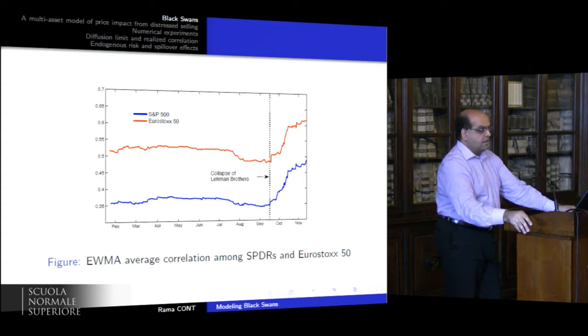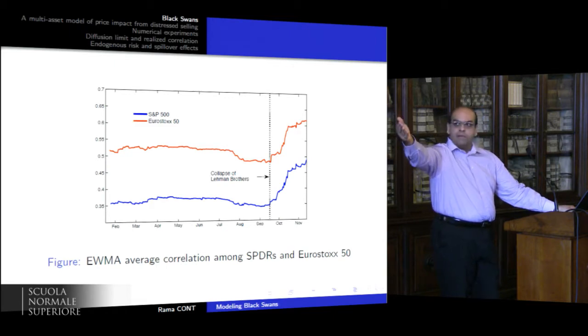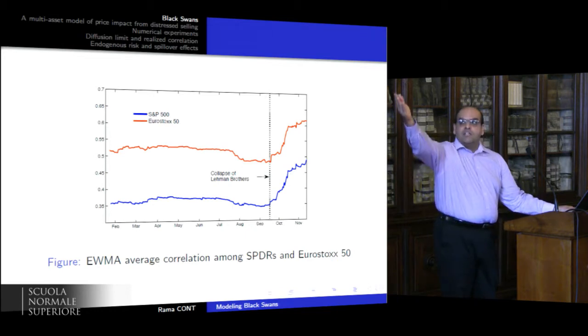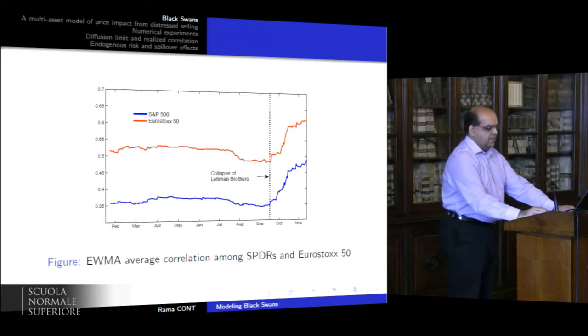And then in the scenario where the risk actually hits your portfolio, where there is a large loss and prices start to move in a bad way after the collapse of Lehman, well, it turns out that the correlation used was the wrong one, since the realized correlation is actually substantially higher.